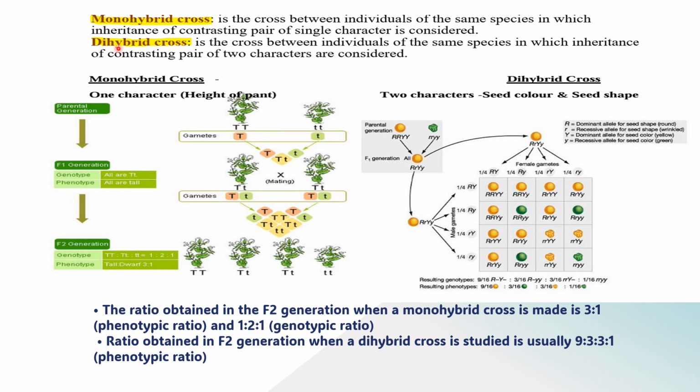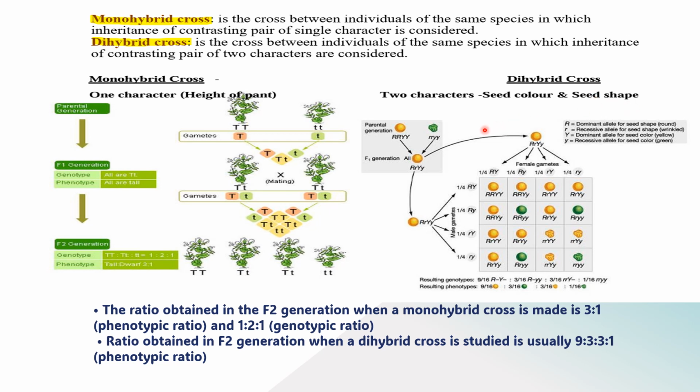Next is the dihybrid cross. As the name indicates, di means double, or 2 characters are considered here. It is a cross between individuals of the same species in which the inheritance of the contrasting pairs of 2 characters is considered. Let's consider an example for the monohybrid cross, that is 1 character: they have taken the height of the pea plant. In the dihybrid cross, the characters considered are seed color and seed shape.